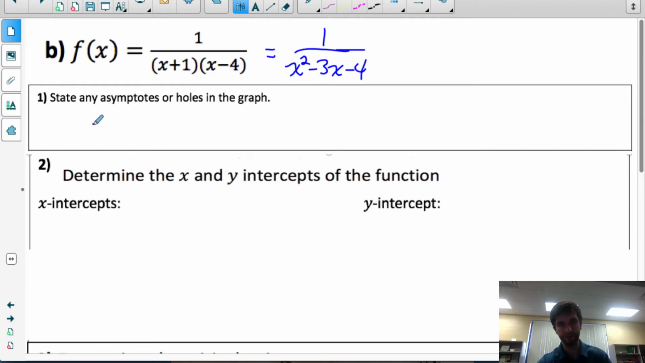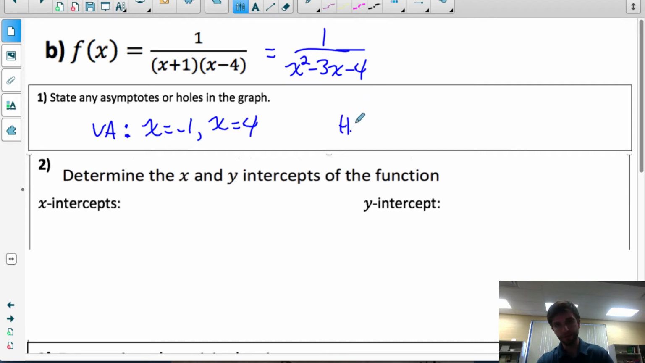So we're going to find vertical asymptotes by looking at what x values make the function undefined. And what would make a function undefined is whatever would make the denominator equal 0. So in this case, the denominator equals 0 if x was either -1 or 4. So you'll find vertical asymptotes at -1 and 4.